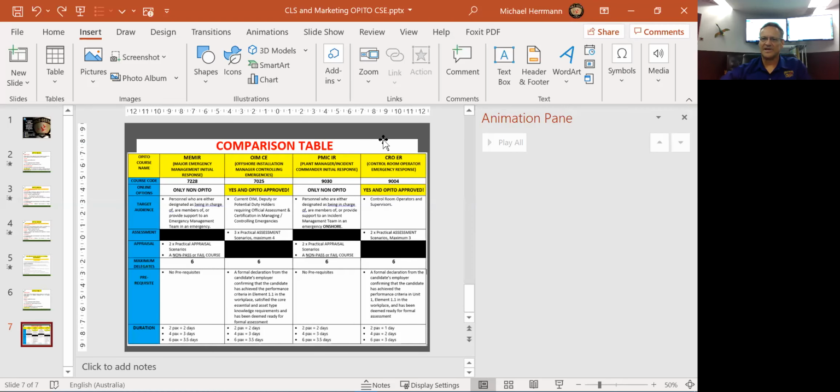All right, that completes the presentation. The only other thing I think I missed out on there was the plant manager, incident commander, incident response standard. None of you are going for that standard, but that is basically exactly the same as the MEMIR, but purely for onshore teams. So somebody in a plant environment as opposed to an offshore environment.